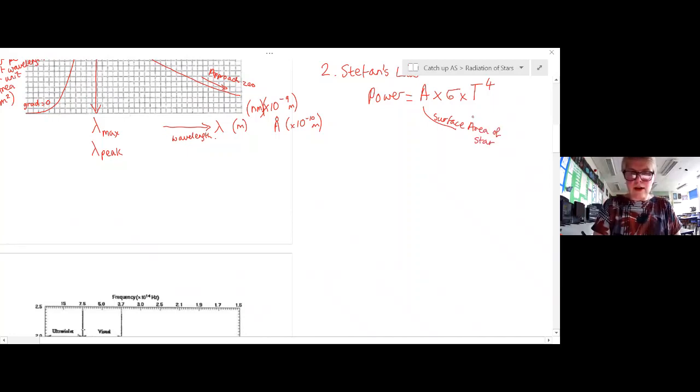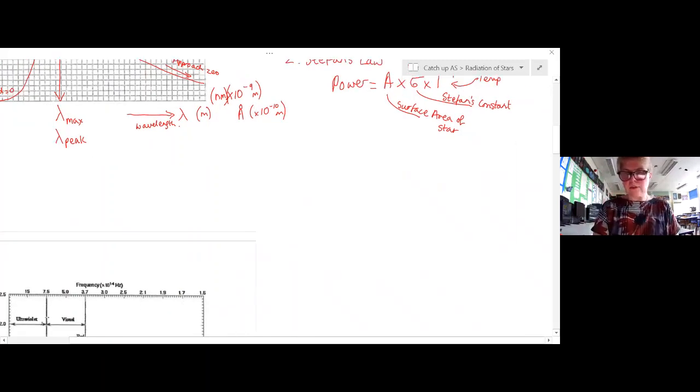Sigma is Stefan's constant, and T is the temperature that we've worked out in Wien's displacement law. And Stefan's constant again is given to us in the data booklet, so we can put that down, 5.67 times 10 to the minus 8 watts per square meter Kelvin to the minus 4.